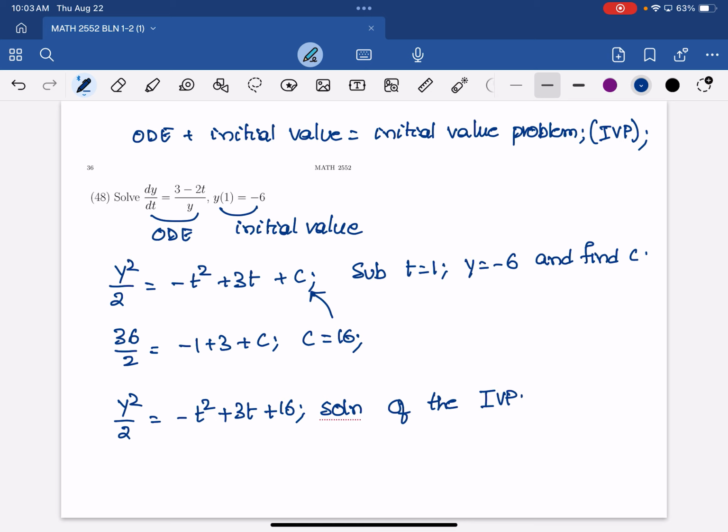Okay? So do I have an arbitrary constant? No, not anymore. I have one initial value, so I use the initial value to find the value of c. So do I have infinitely many solutions now? No. How many solutions do I have? One, right? So if I don't have the initial value, I get infinitely many solutions. If I have the initial value, then I get only one solution. Are you with me on that?